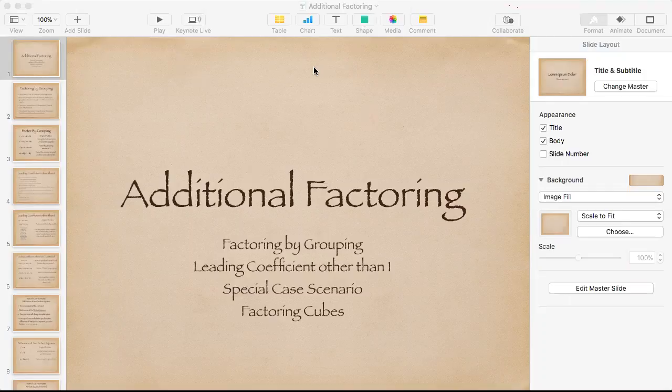So today I wanted to start out with some additional information on factoring, and we're going to do factoring by grouping and leading coefficients other than 1 for today.